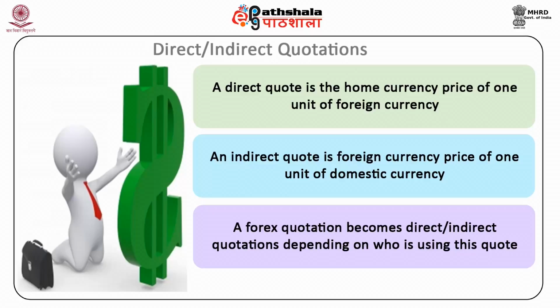For example, INR 48.45 divided by USD is a direct quotation for a resident Indian, while it is an indirect quotation for an American. Similarly, USD 0.020673 divided by INR is a direct quotation for an American person, while it is an indirect quotation for an Indian. INR 70.25 by pound is a direct quotation for a resident Indian, while pound 0.01423 divided by INR is an indirect quotation.